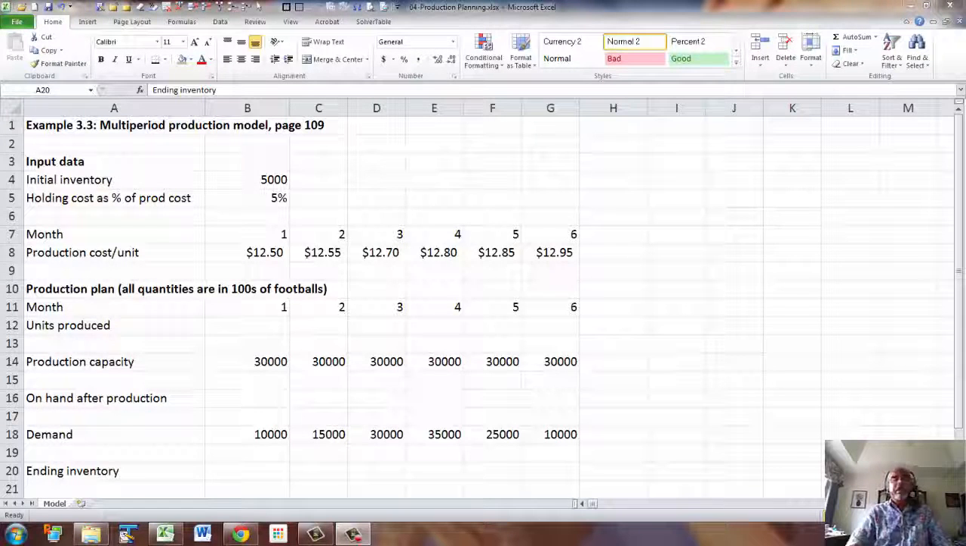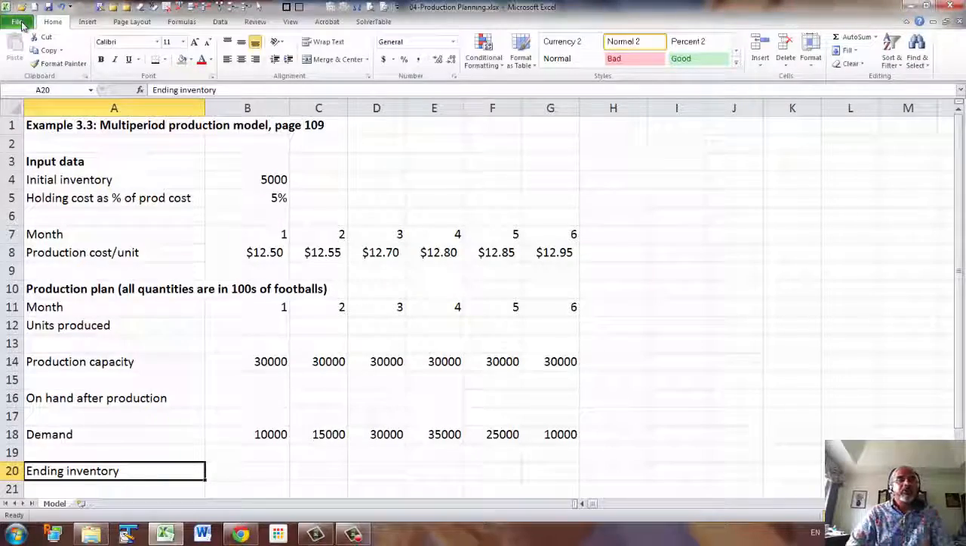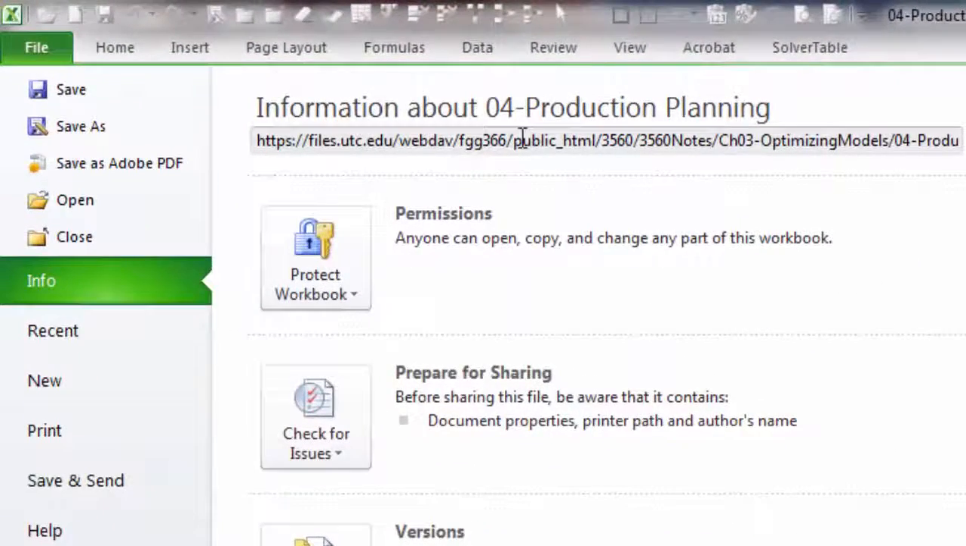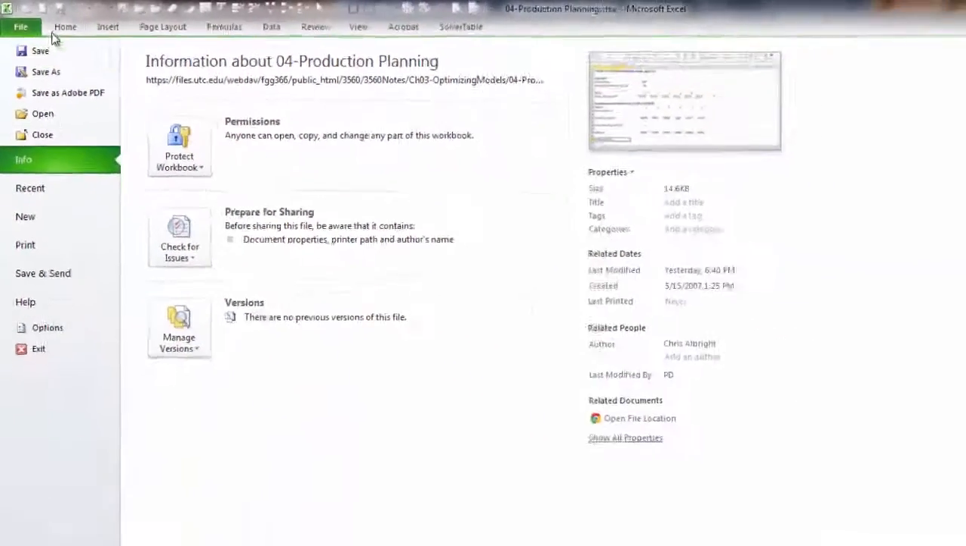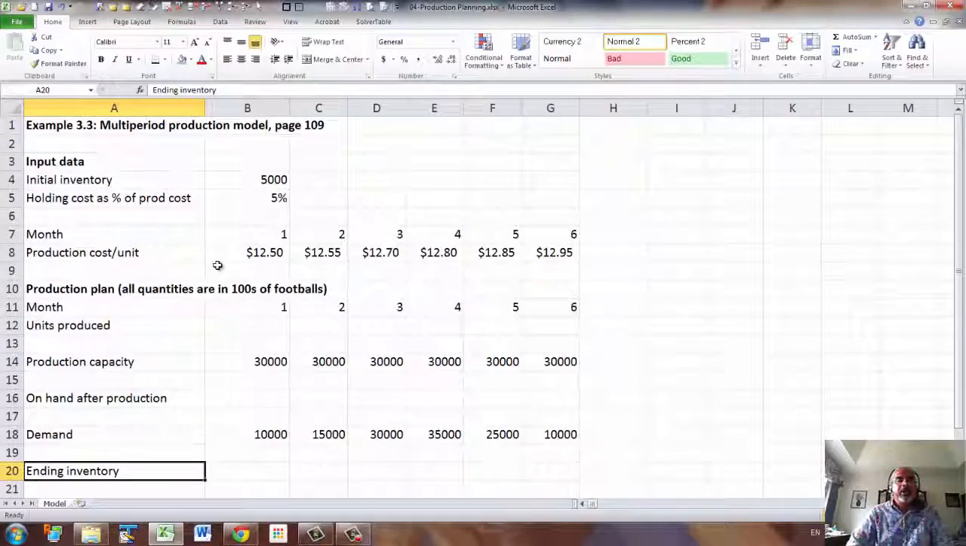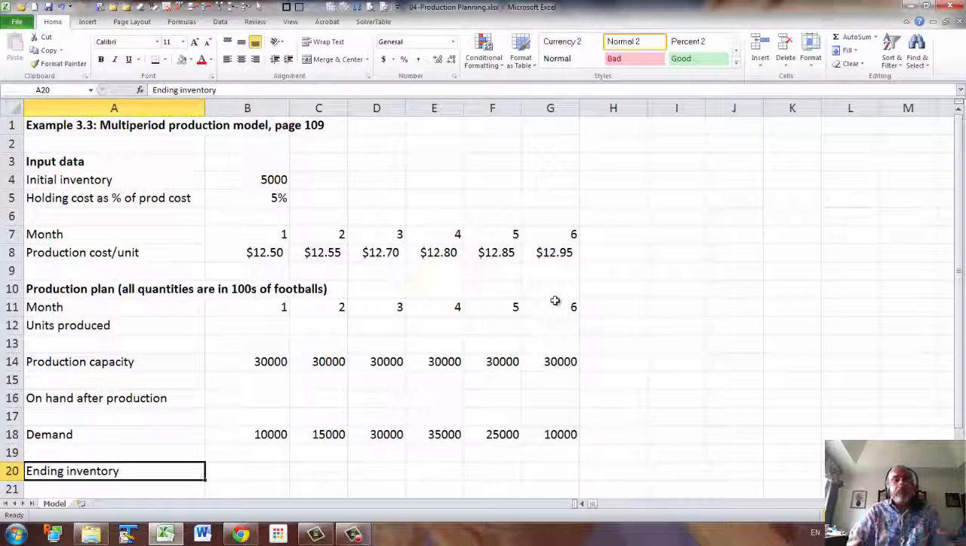This is the third example from page 109 in your textbook, and the name of the file is 04-production planning. So here we're going to be looking at a production planning problem, a simple problem, and we will look at more advanced problems of this type in later chapters. So let's look at what the given data are.